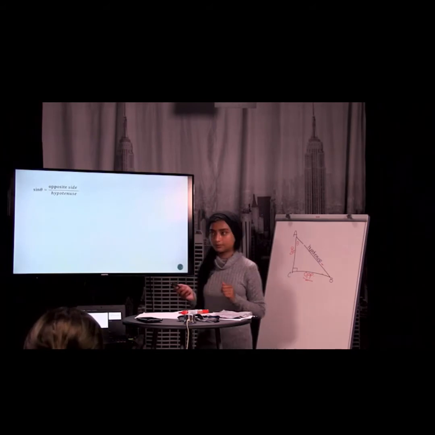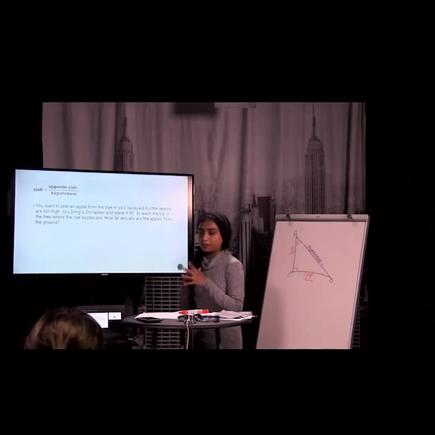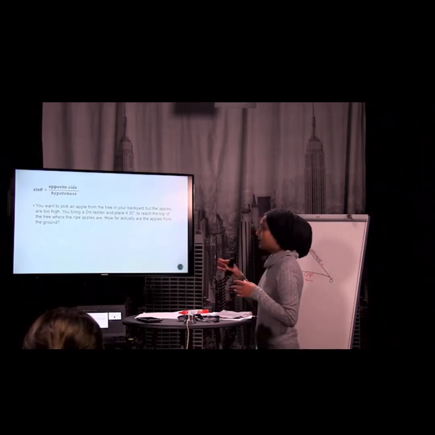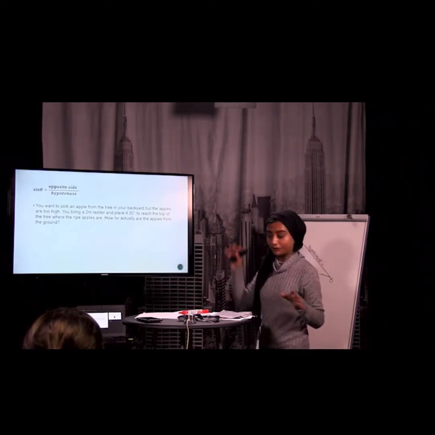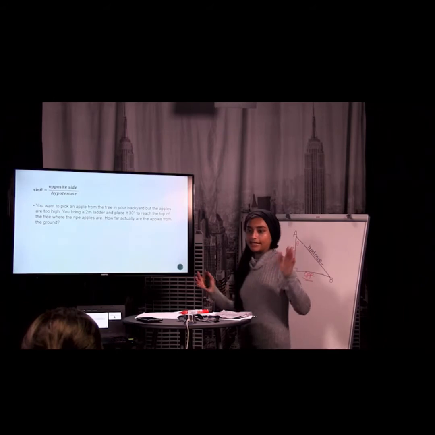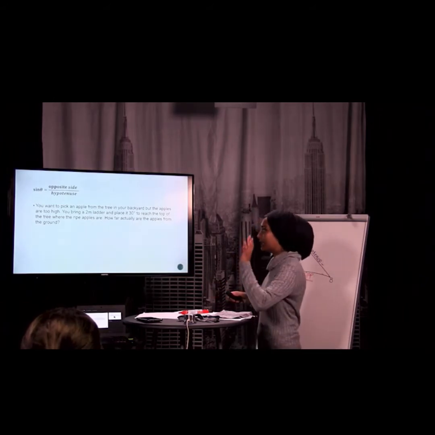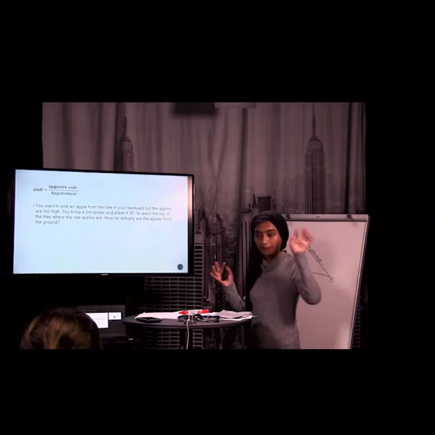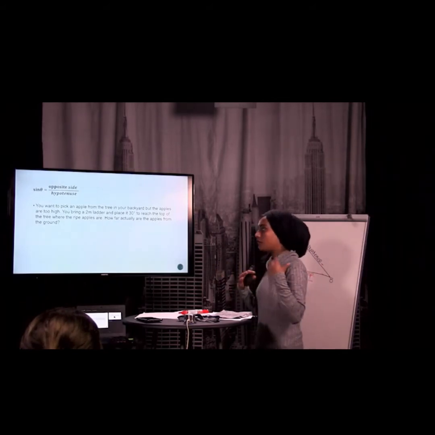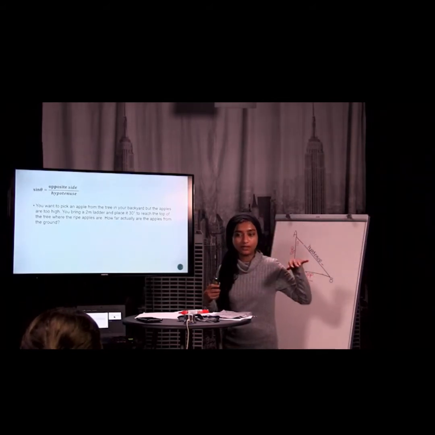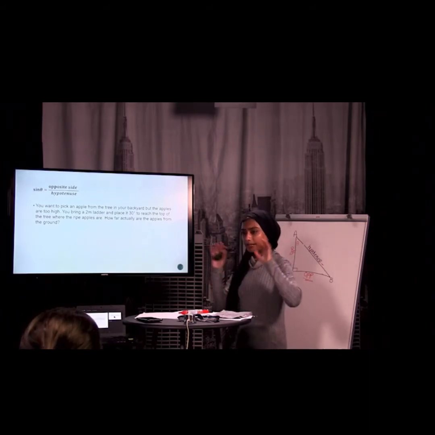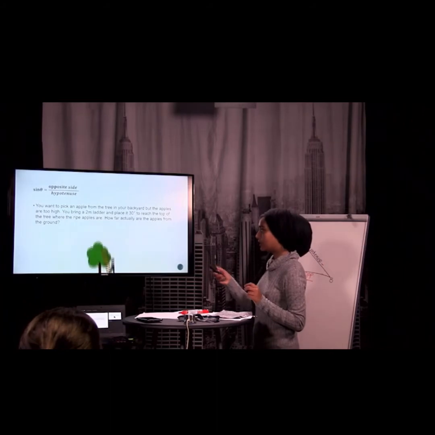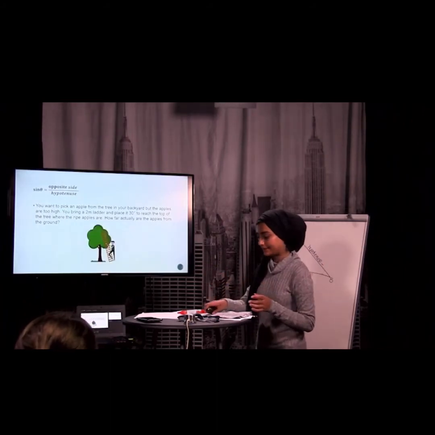Let's look at one for sine. Alright. You want to pick an apple from a tree in your backyard, okay? And the apples are too high for you to reach. So now you bring a 2-meter ladder and then you place it at 30 degrees to reach the tree where the ripe apples are. Now, how far actually are the apples from the ground, okay? So now that's too much information. So let's look at a picture to visualize this easier, okay?